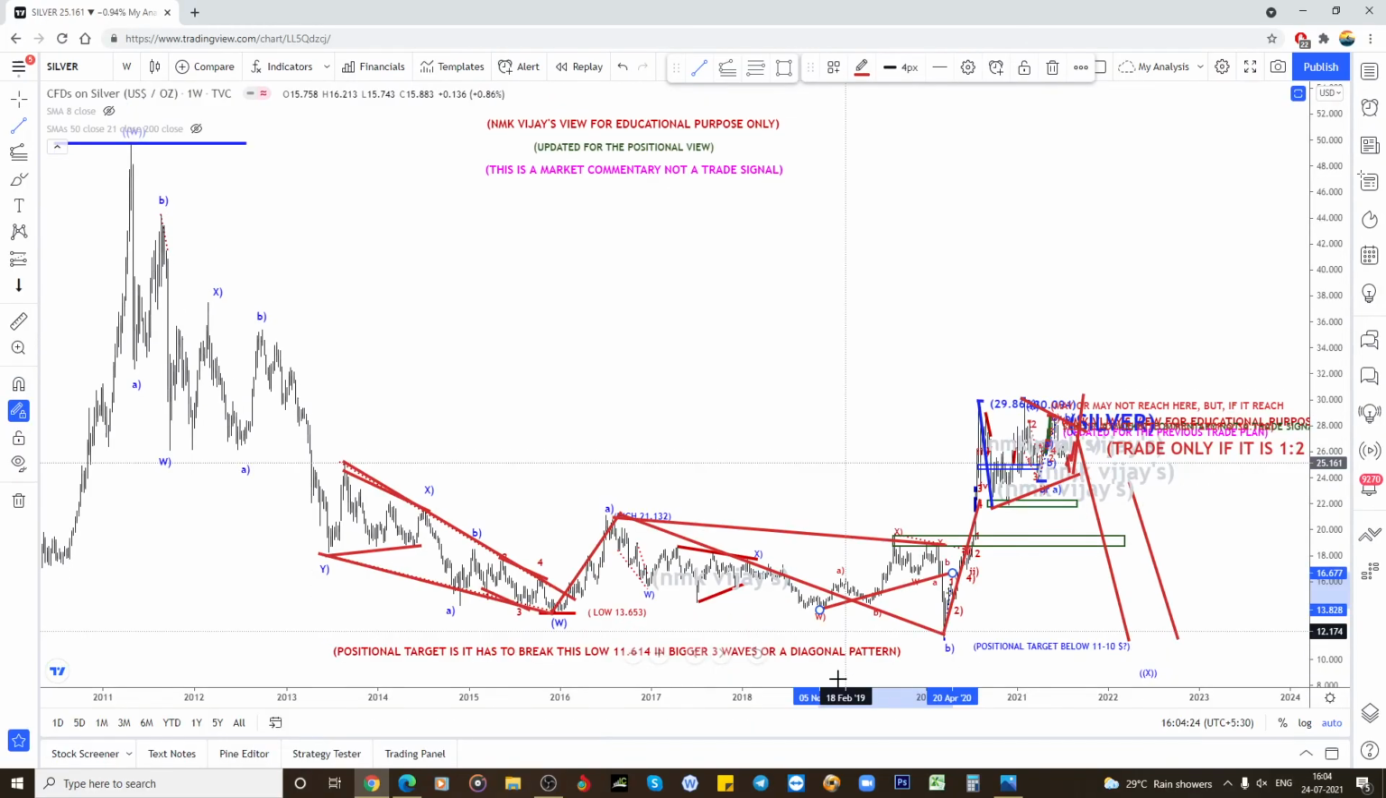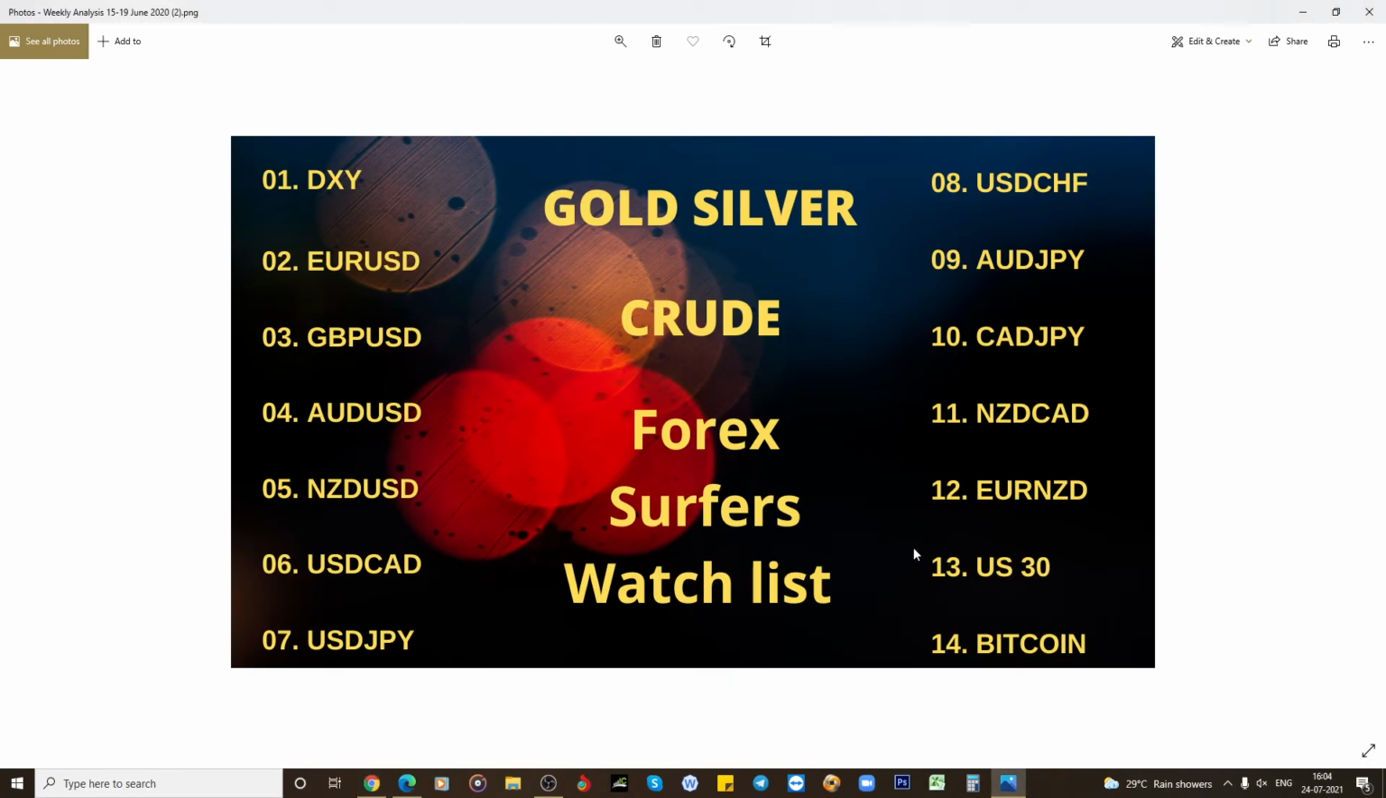So I think we finished everything. I will just recheck. Euro USD, GBP, AUD, NZD USD, USD CAD, USD JPY, EJ, AJ, CJ, and we did 2 extra also in this, NJ and GJ. So yeah, gold, silver, crude, yeah, we did everything.